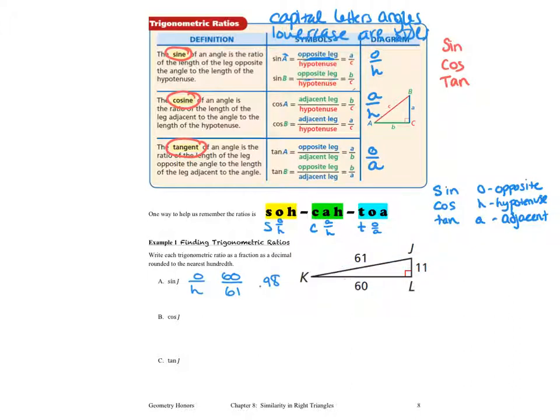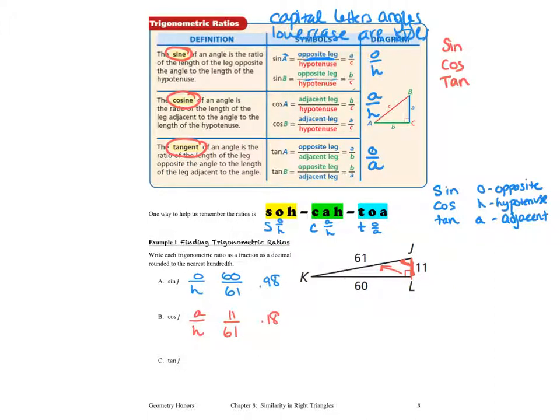Now let's look at cosine of J. Cosine of J would be adjacent over hypotenuse. Adjacent to angle J would be 11, the leg that's touching the angle, over the hypotenuse. The hypotenuse is across from the 90 degrees, so it's 61. And 11 divided by 61 is 0.18.